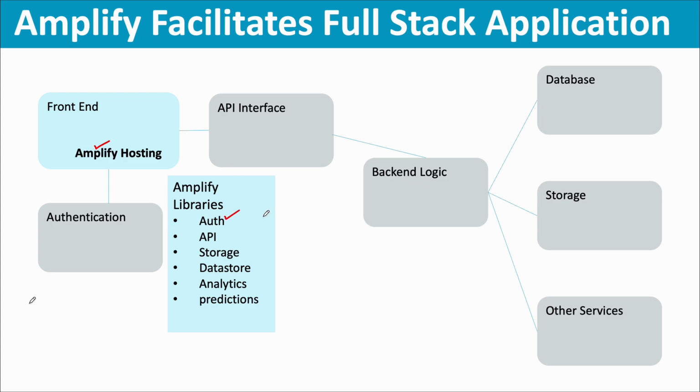For example, under auth, you have library functions for user authentication management, including login, sign up, social logins, etc. And under API, you have library functions to access the backend APIs supporting both REST and GraphQL. And under storage, you have file storage capabilities using Amazon S3, etc. And using these library functions, you can easily integrate your front end with the backend services such as API gateway, Lambda, DynamoDB, S3, Cognito for authentication, etc. So it makes it easy to build and deploy your applications.